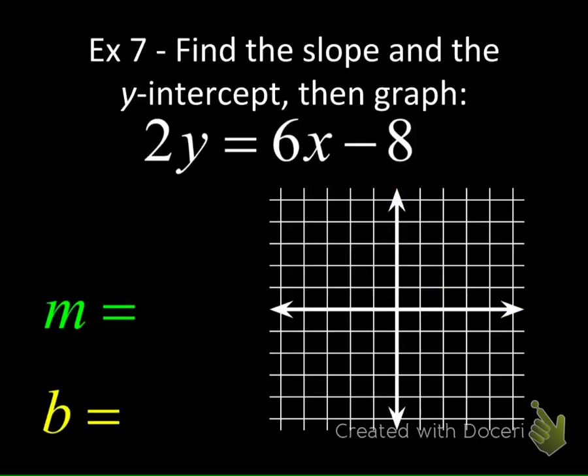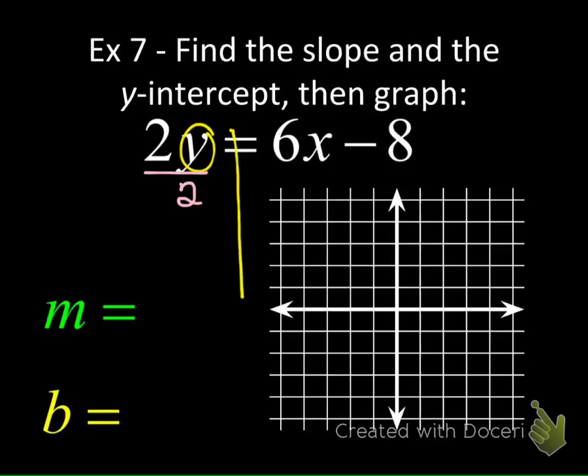So let's look at example number 7. What's different about this example compared to every other example that we've done so far? There's a number. Slope-intercept form has the variable y by itself. So if I need it in the form of y equals mx plus b, if I need the y by itself, what do I have to get rid of? The 2. So the first thing I'm going to do is get rid of that 2. How do I get rid of that 2? I'm going to divide by 2.